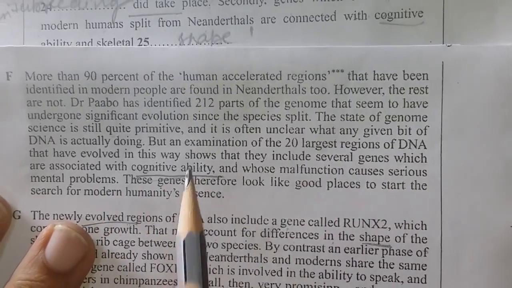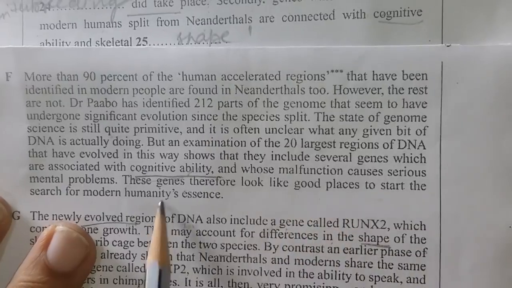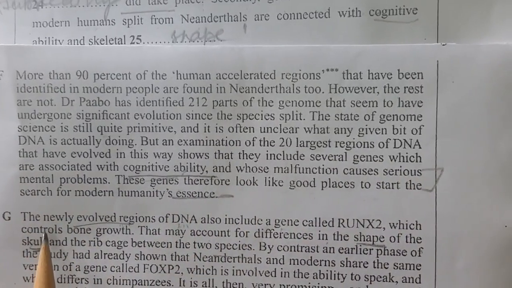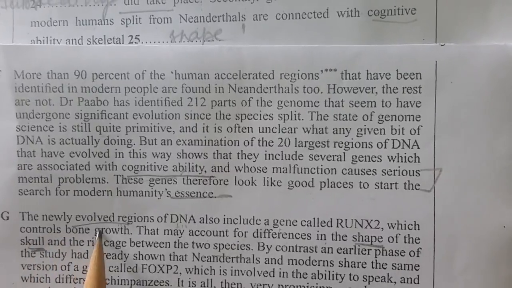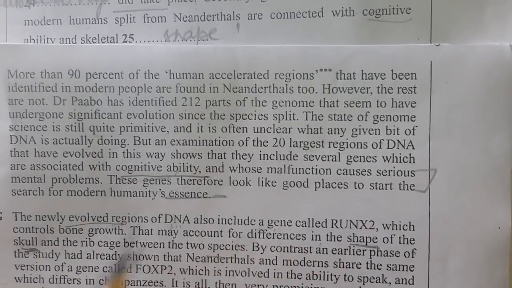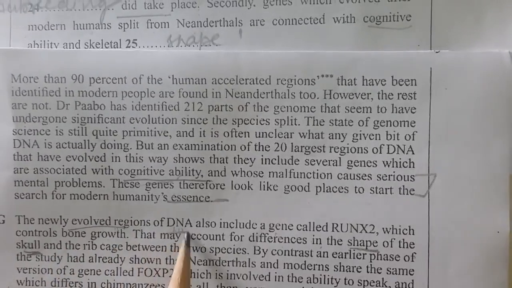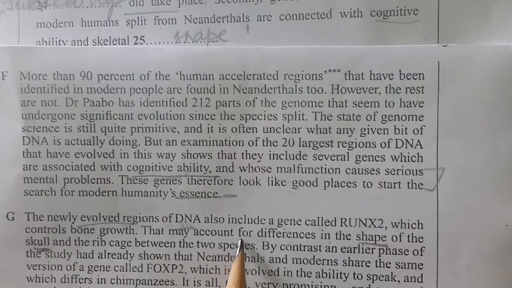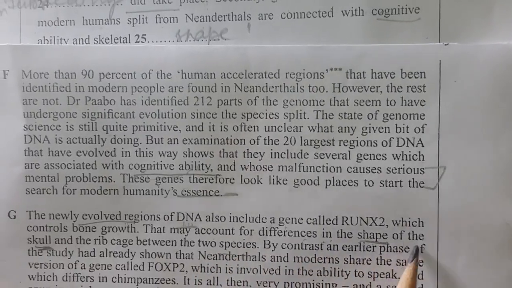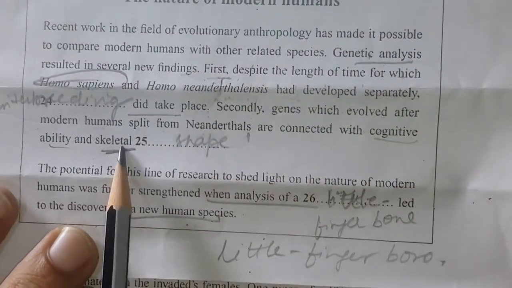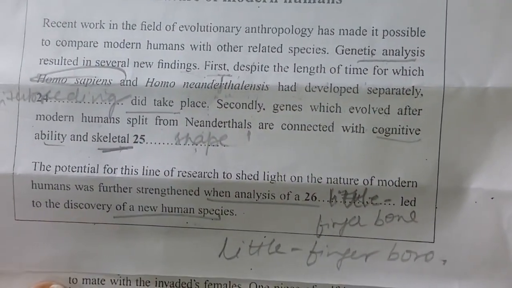These genes therefore look like places, it means these are part of this one. Then I am going to paragraph G here. The newly evolved regions of DNA also include a gene called whatever may be. Newly evolved regions of DNA. No need to read anything. That may account for differences in the shape of the skull. And what is here? Skeletal shape.